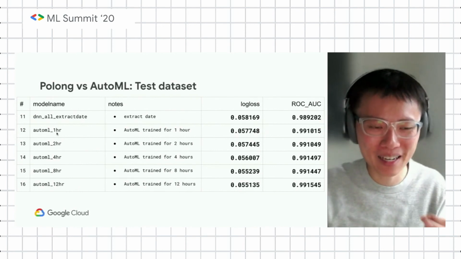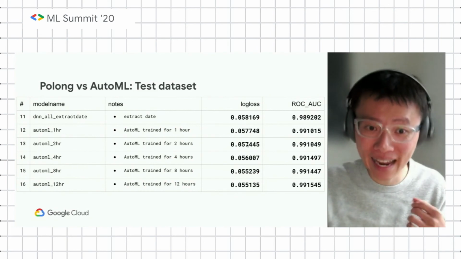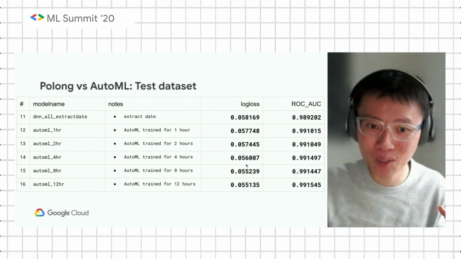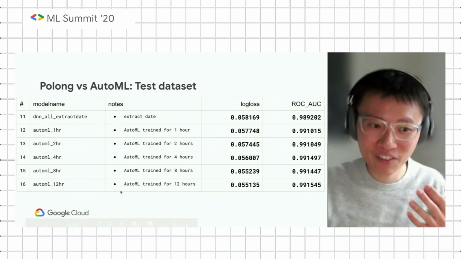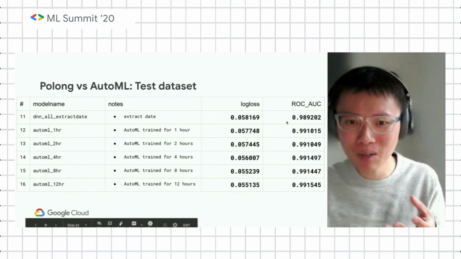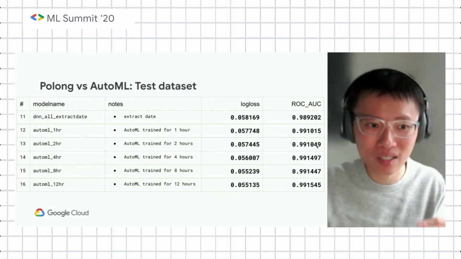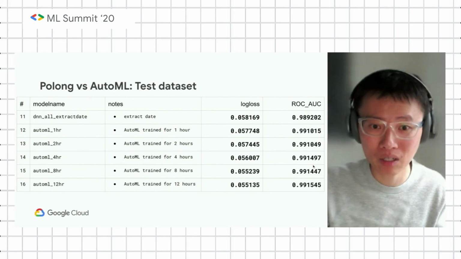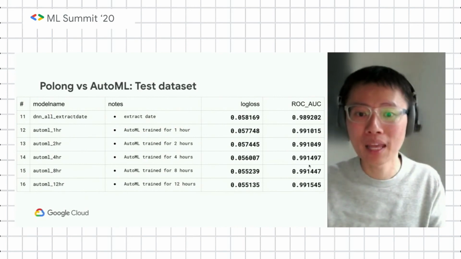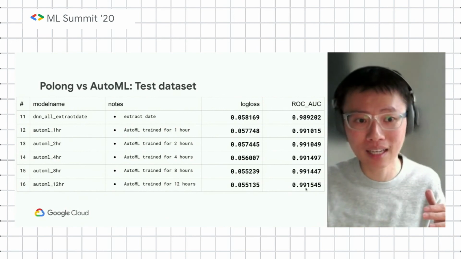You'll see it's actually sorted here by the number of hours that AutoML has been trained: 1, 2, 4, 8, 12. And you can see the log loss goes from 0.0577 down to 0.0574, down to 0.056, down to 0.055, to 0.0551 for the AutoML 12-hour model. And the ROC AUC, if that's what you're interested in, starts at 0.991, increases a little bit here, increases again, but then decreases for AutoML 8 hours compared to the 4 hours. So there's actually a bit of a flip here. But then AutoML 12-hour is the best for log loss and for ROC AUC.